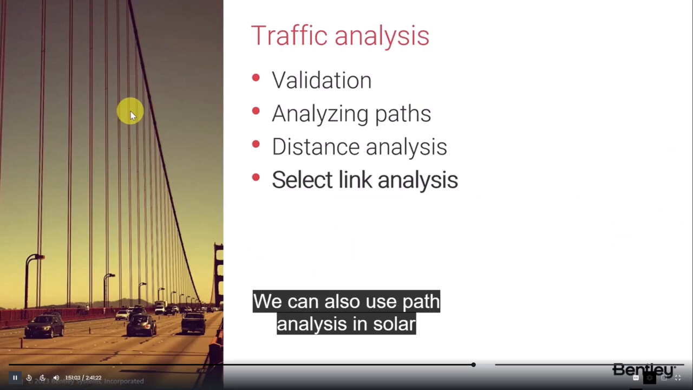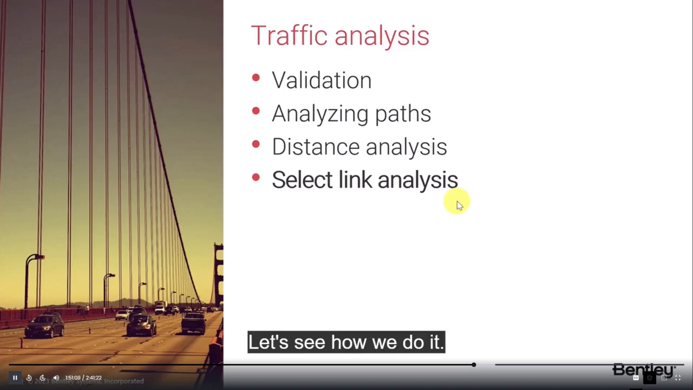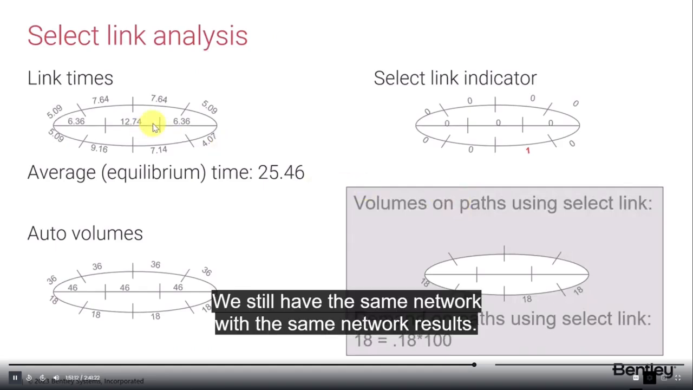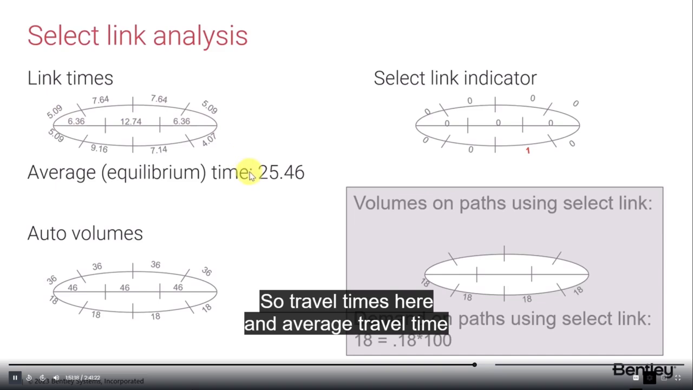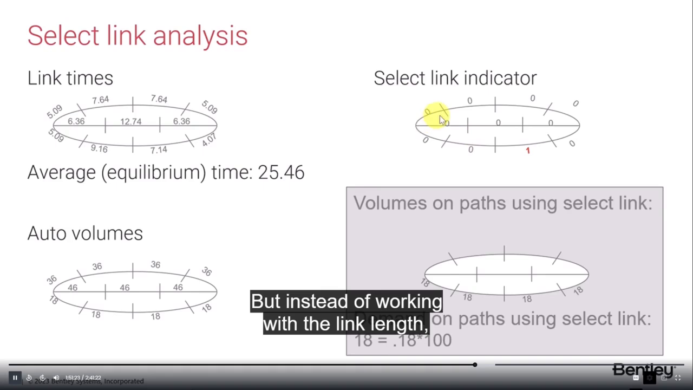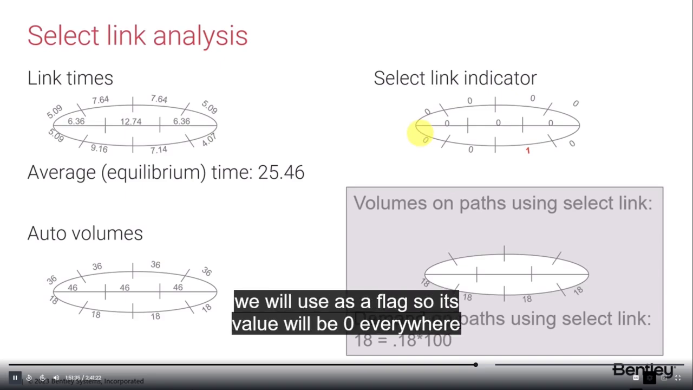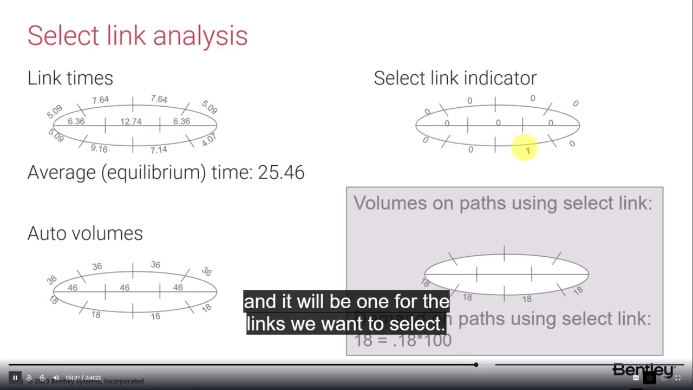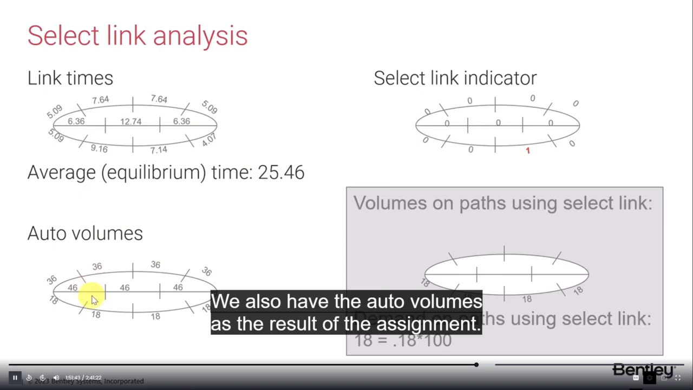We can also use path analysis in Emme to run select link type of analysis. Let's see how we do it. We still have the same network with the same network results, so travel times here, an average travel time at equilibrium of 25 minutes. But instead of working with the link length, our link attribute will be a select link indicator. We are going to create an extra attribute which we will use as a flag. So its value will be 0 everywhere, and it will be 1 for the links we want to select. We also have the auto volumes as the result of the assignment.